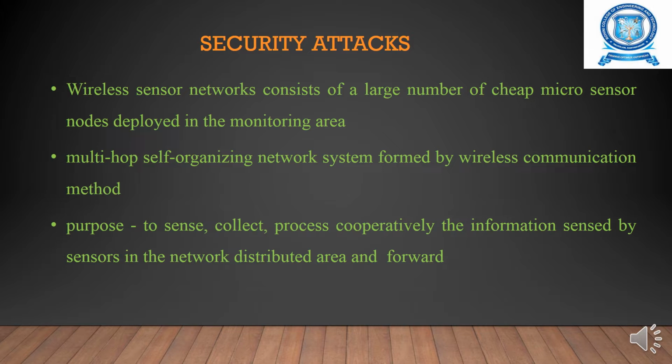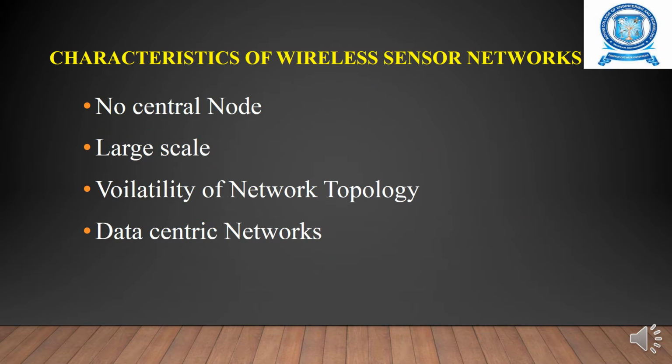Initially, a wireless sensor network consists of a large number of cheap micro sensor nodes deployed in the monitoring area. It's a multi-hop self-organizing network system formed by wireless communication method. Its purpose is to sense, collect cooperatively the information sensed by sensors in the network distributed area and forward it.